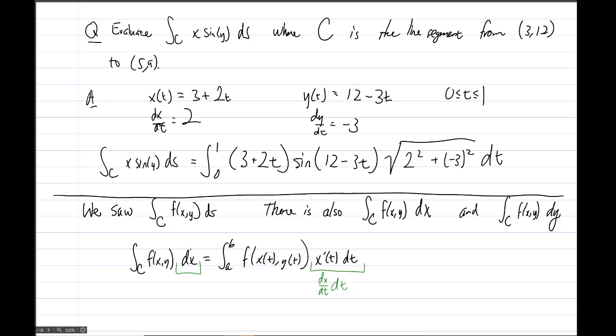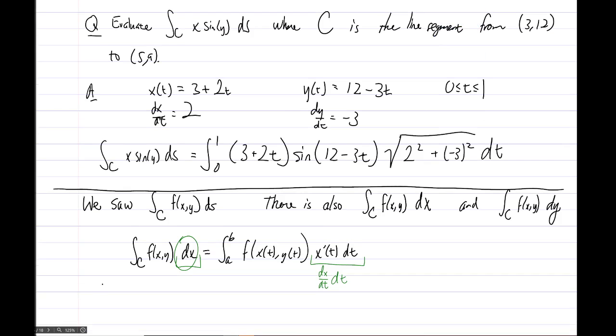So if there's a ds, you replace it with this radical times dt. If there's a dx, you replace it with x prime of t times dt. Now, what does that really mean? Let's actually work through it using the last example, the question we just did.